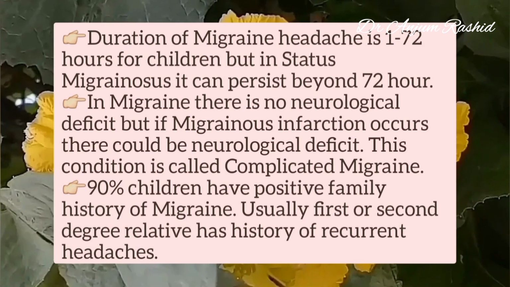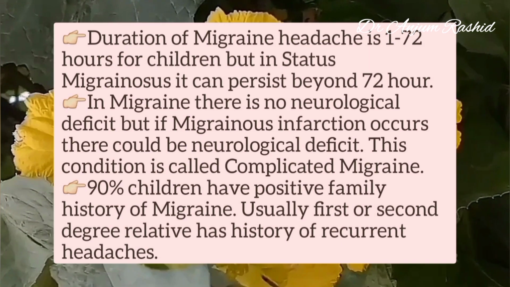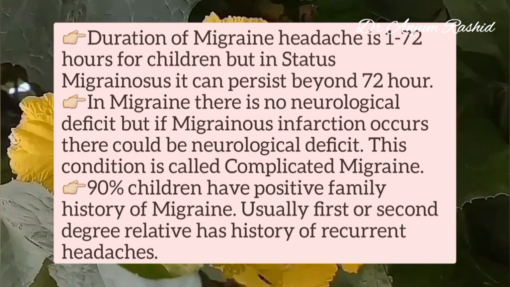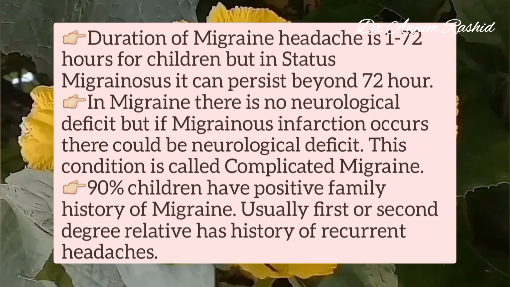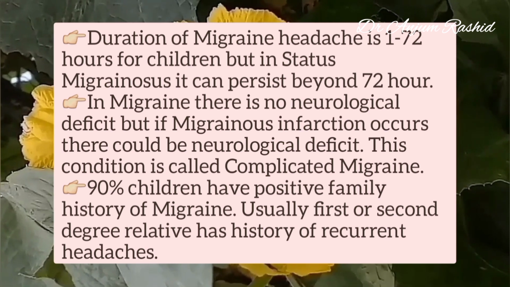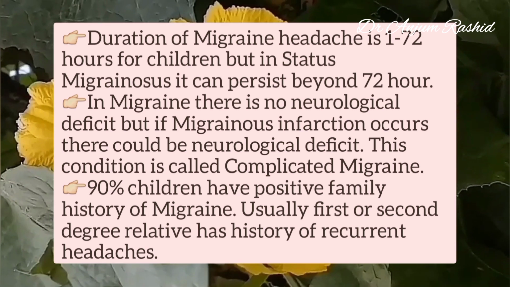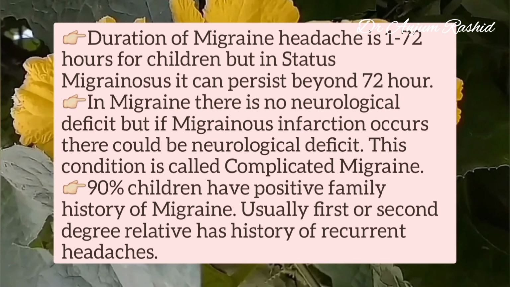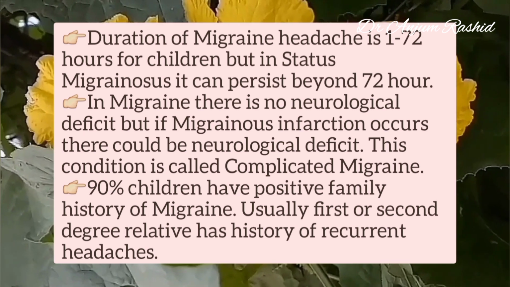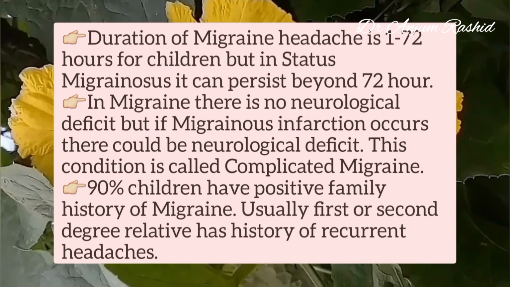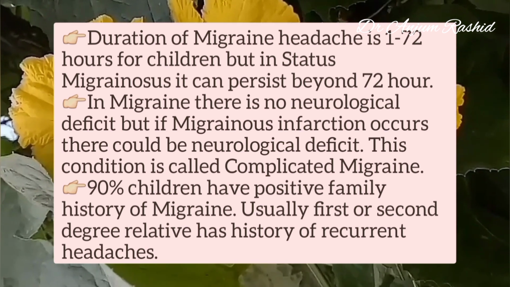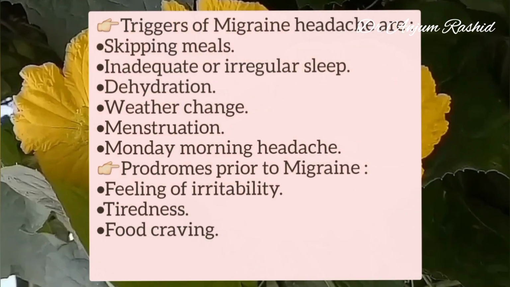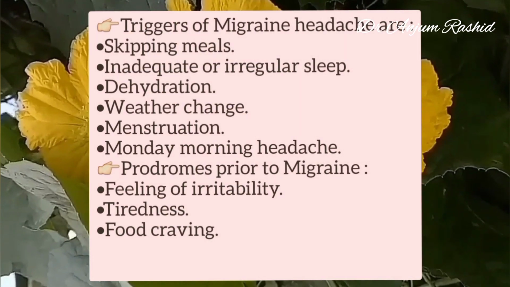Now, the duration of migraine headache is 1 to 72 hours for children, but in status migrainosus it can persist beyond 72 hours. In migraine, there is no neurological deficit, but in case of migrainous infarction, there could be a neurological deficit, and this condition is called complicated migraine. Now, 90% of the children have positive family history of migraine, and usually first or second degree relative has history of recurrent headaches.